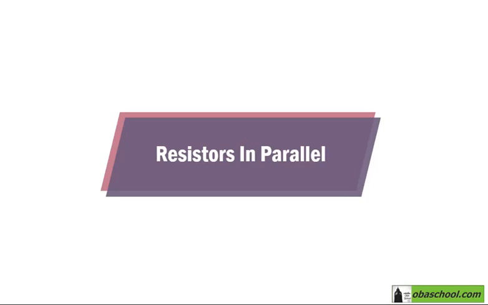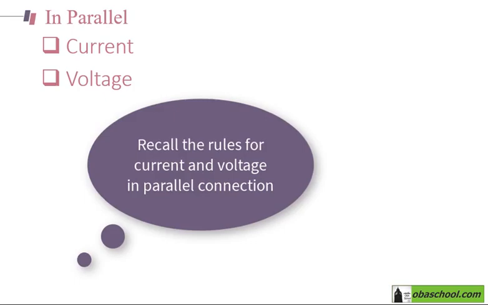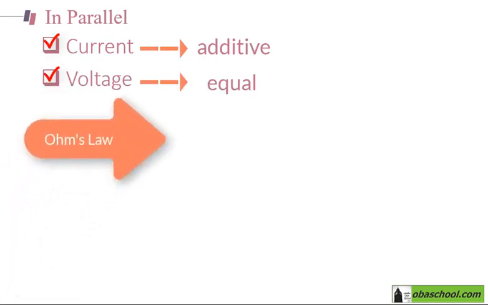Hello, in this video we're going to learn about the rules for resistors in a parallel connection. Recall the rules for current and voltage in a parallel connection. Yes, the current is additive in a parallel connection, however the voltage is equal across each component in this parallel connection. Let's refer to Ohm's law.